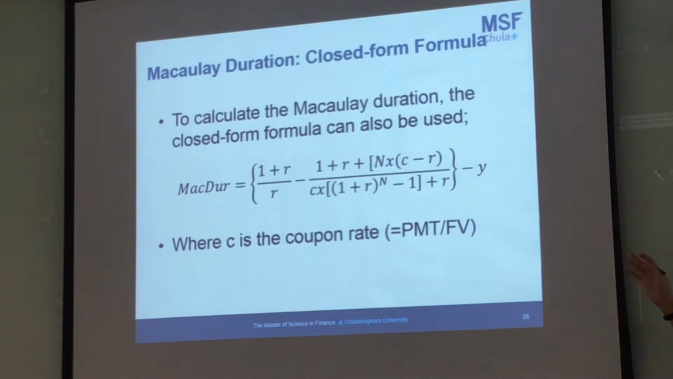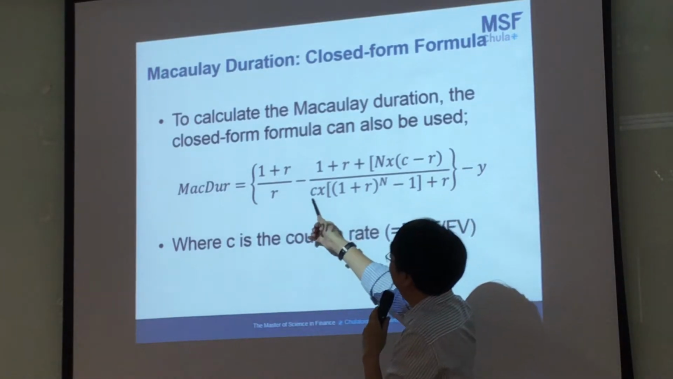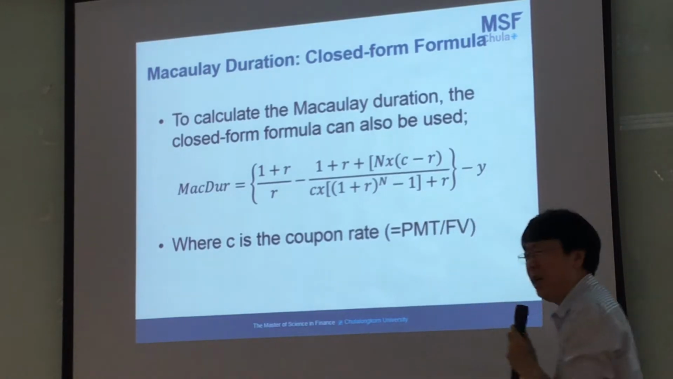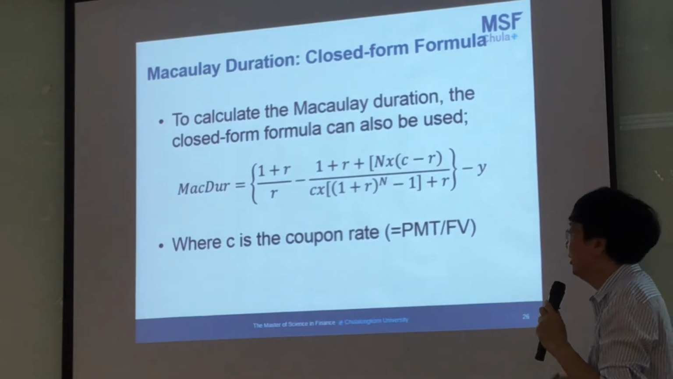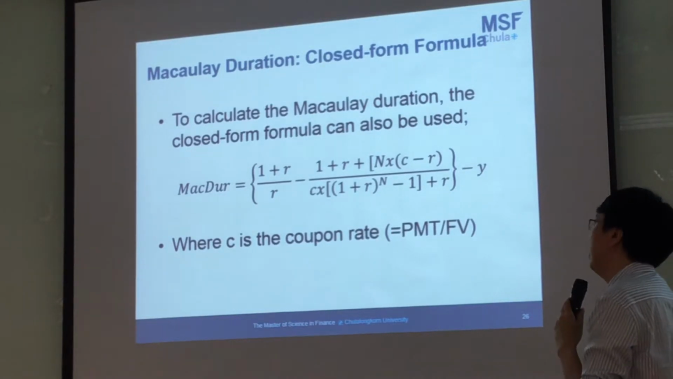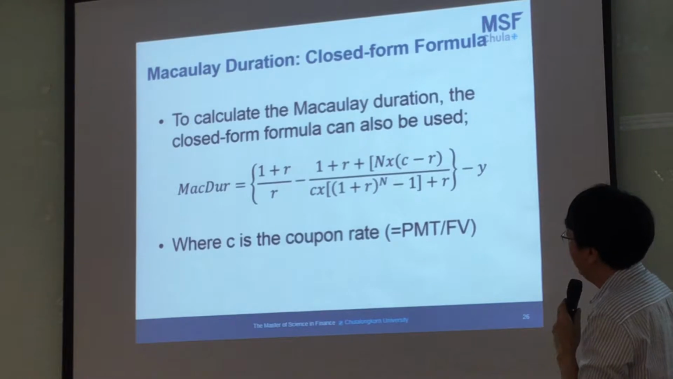X is the multiplication, sorry. C multiplied by this. I'm not sure whether I should ignore this. Sometimes I think I have to put this, but sometimes I'm not sure whether I should put the multiplication sign here.